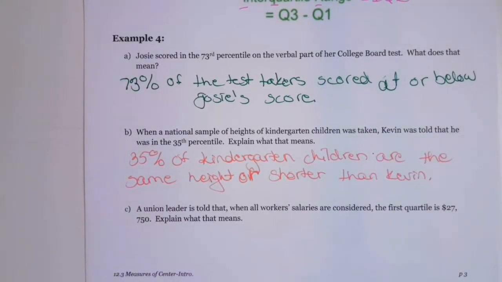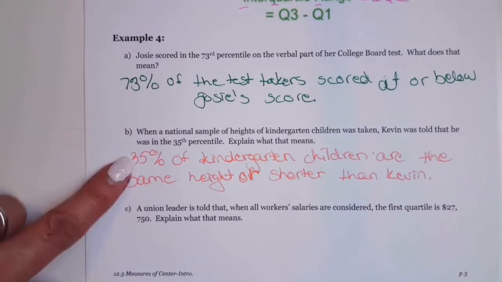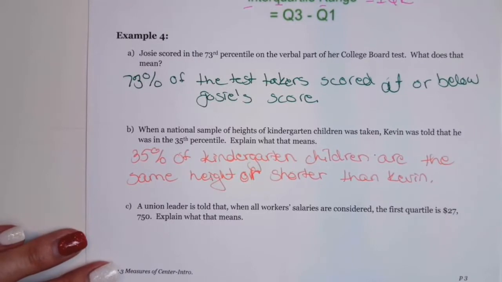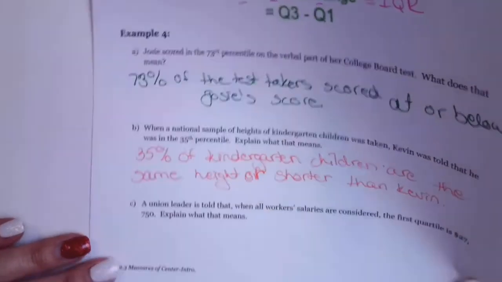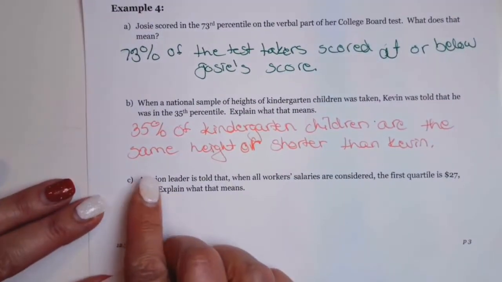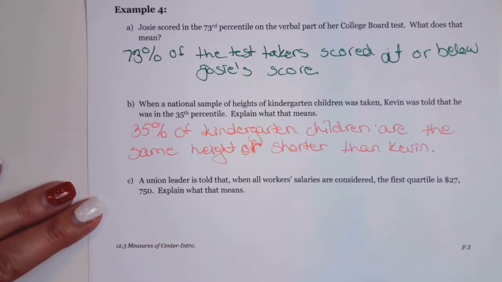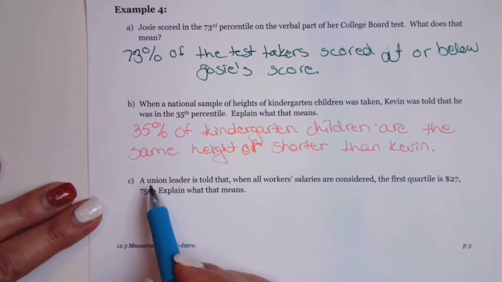So that's where you see percentiles a lot of times, because we want to compare people, even though we really shouldn't compare, because everybody's different and everybody should be different. But it's what we do. Okay, let's look at this example C.